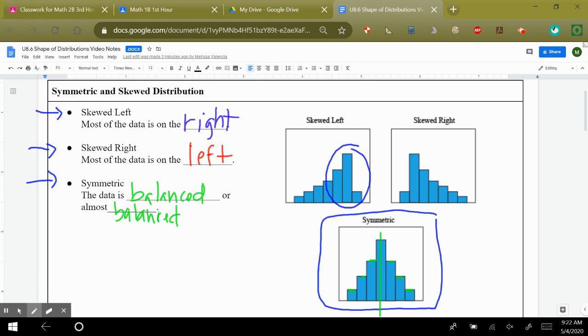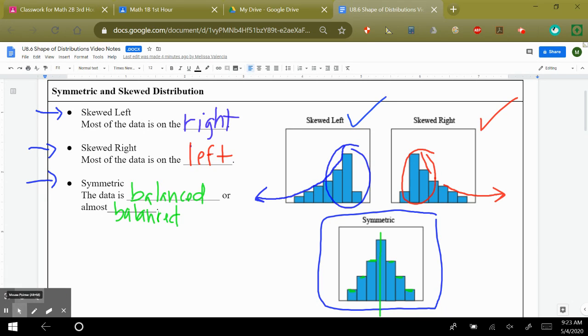What I like to do to help me remember is follow where most of the data is. I make a little arrow following the shape of the bars. Most of the data is on the right, and then it's skewed. Notice how the arrow is pointing to the left. The rest of the data is pointing to the left. For skewed right, most of the data is right here, and if I make an arrow to follow the rest of the data, that arrow is pointing to the right, so it's skewed right. The tail is pointing off to the right on this one. The tail is pointing off to the left on this one, so that can tell you which way it's skewed, because it can be kind of backwards if you just look at the definition.